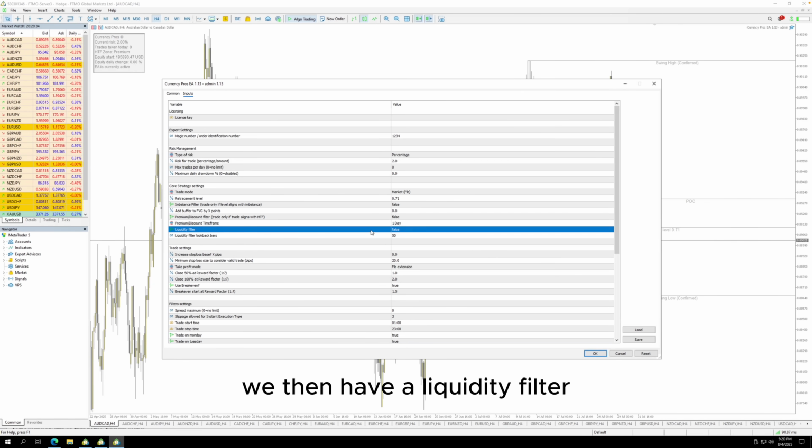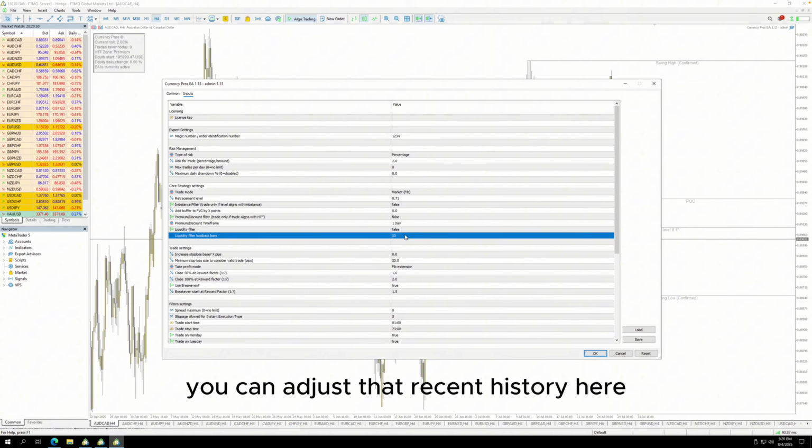We then have a liquidity filter. So if this filter is set to true, the EA will only place trades if there has been a liquidity sweep in the recent history. Now you can adjust that recent history here by typing in a certain amount of bars.